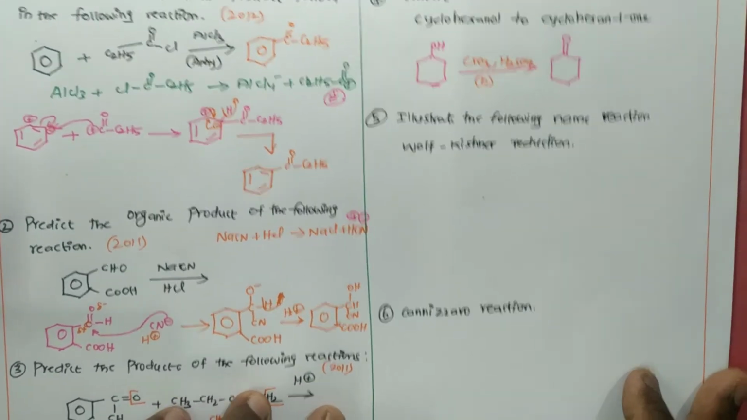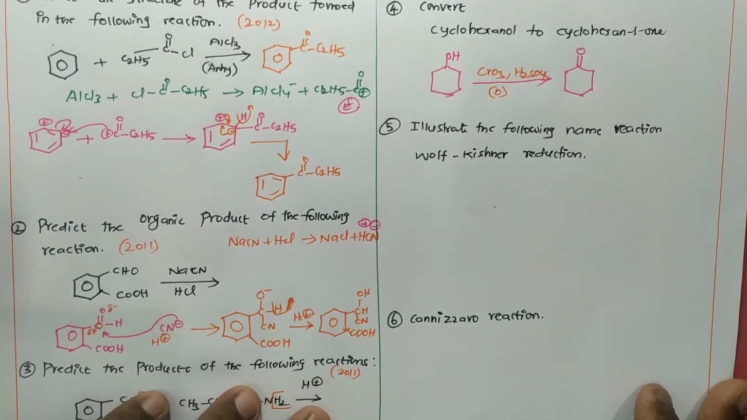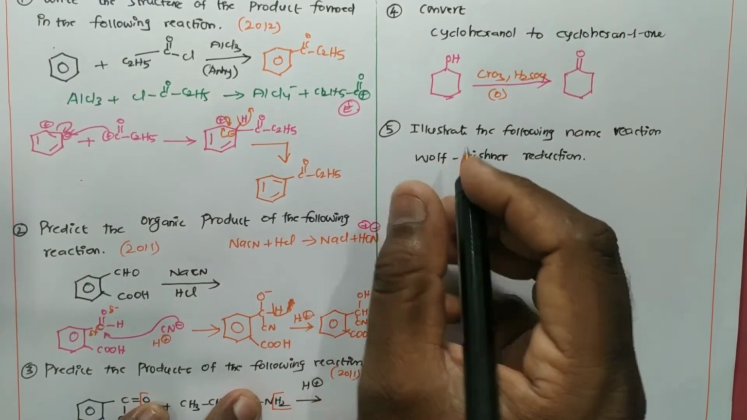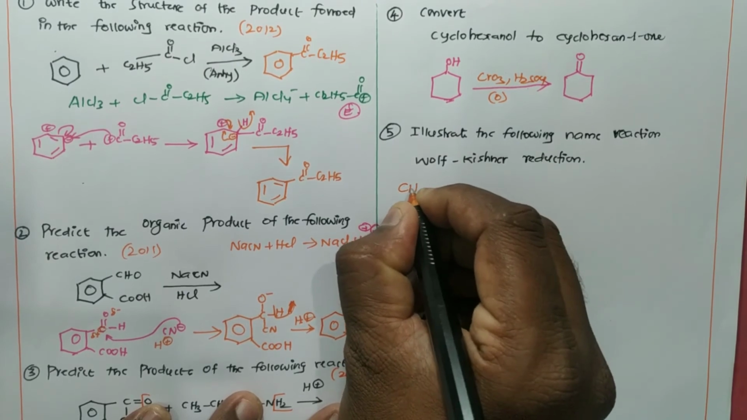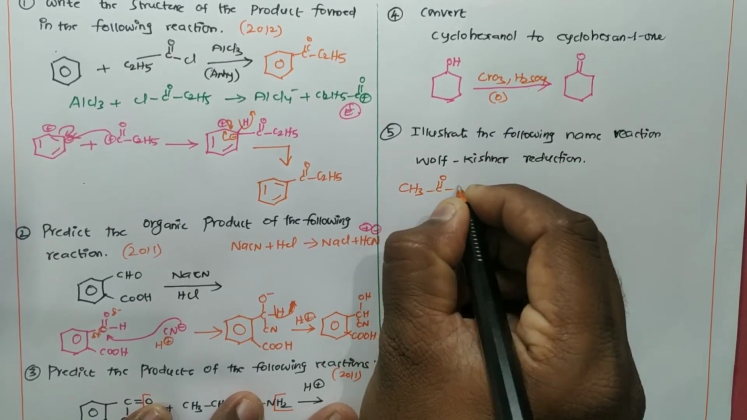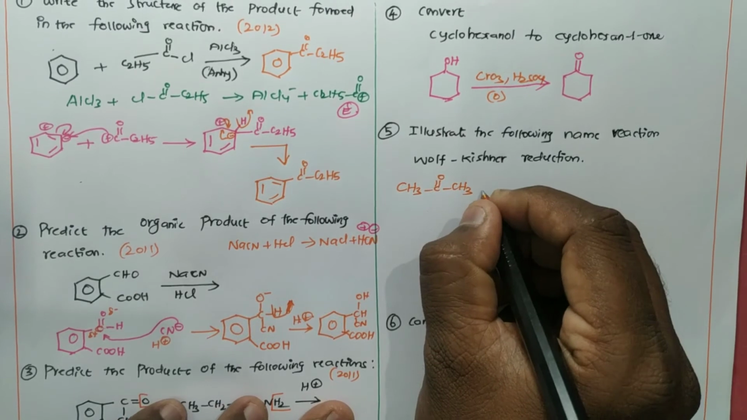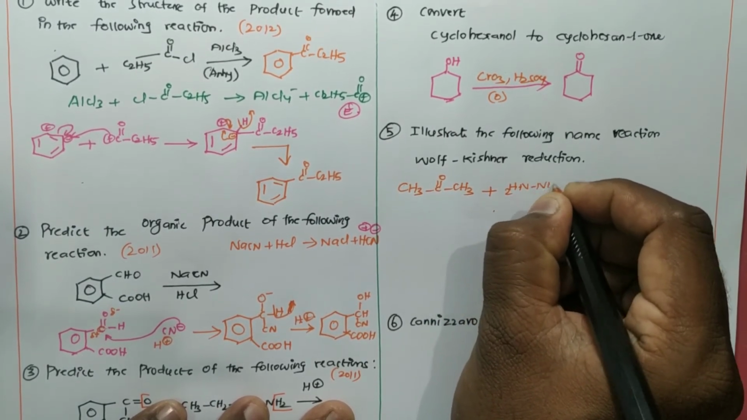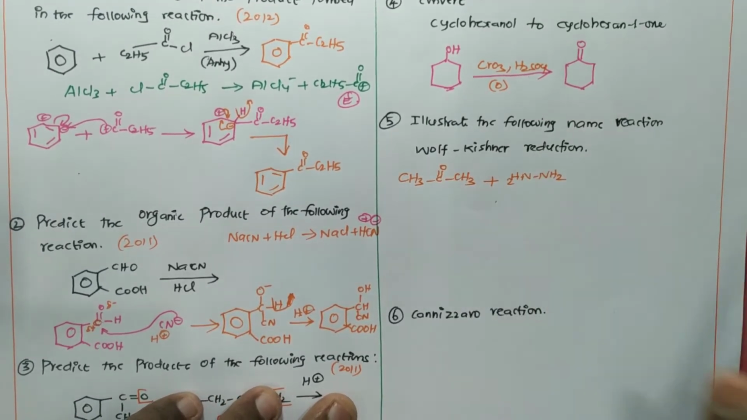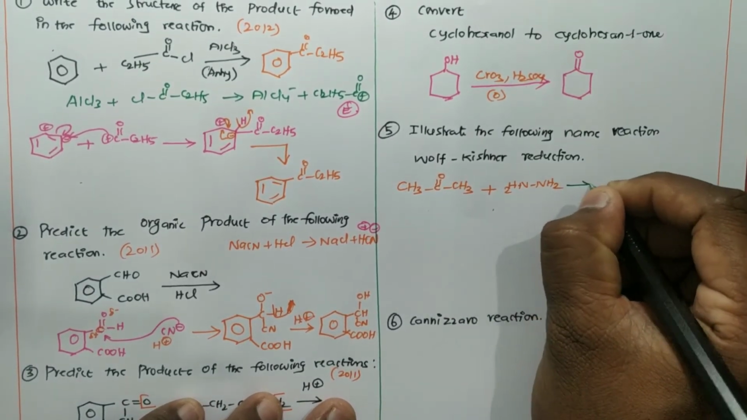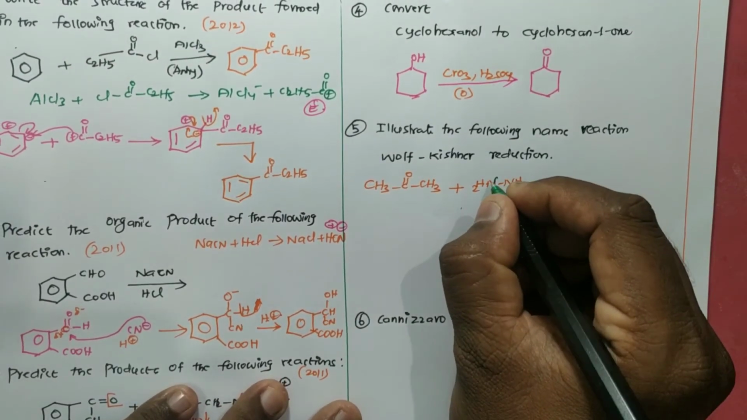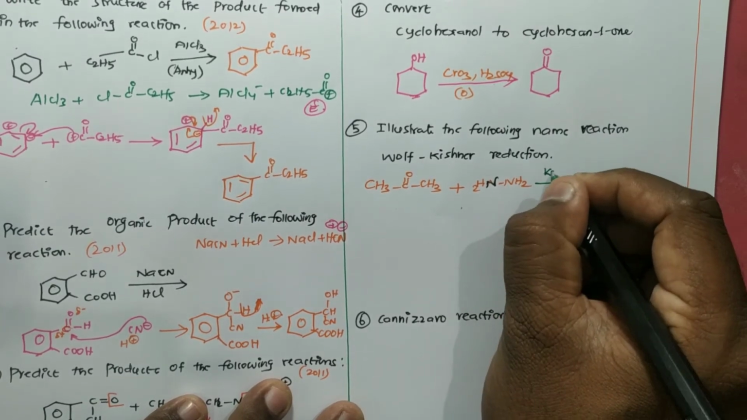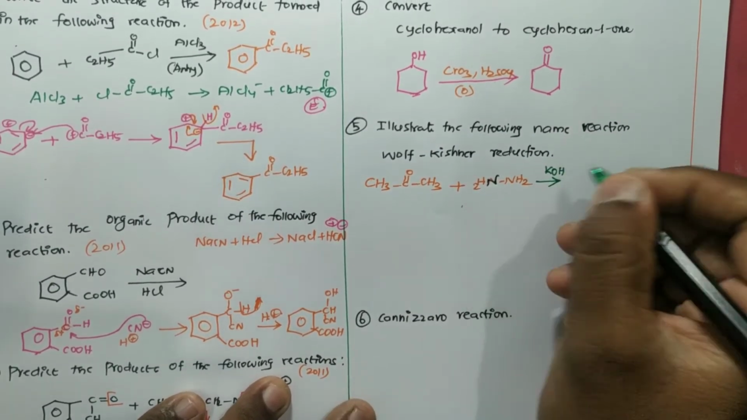And next one is illustrate the following reaction, that is the Wolff-Kishner reaction, Wolff-Kishner reduction. It's a very important reaction. Say for example, if I'm taking a ketone, CH3, C double bond O, CH3, it will react with hydrazine, that is NH2, a kind of ammonia derivative. This ammonia derivative will react with this ketone to form what kind of compound? In the presence of a base, I will be getting the product like this.